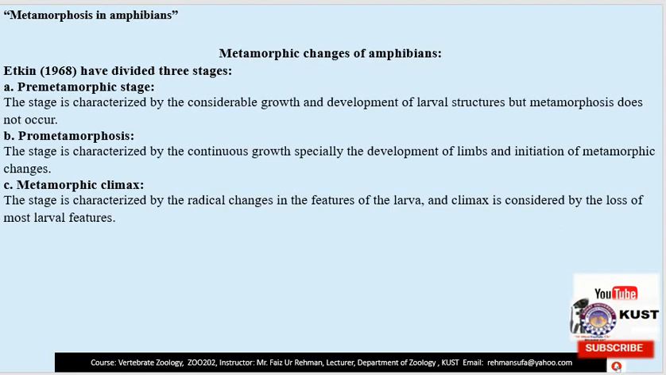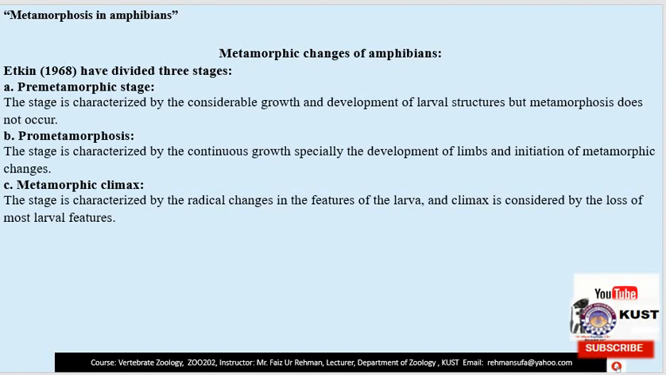Metamorphic changes of amphibians. Amphibian metamorphosis is divided into 3 stages: pre-metamorphic stage, pro-metamorphosis and metamorphic climax. So first of all we discuss the pre-metamorphic stage. This stage is characterized by considerable growth and development of larval structures, but metamorphosis does not occur. Usually this stage lasts for about 7 weeks in a common typical frog. It is the growth period without much change in the body. However, in this phase, emergence of hind limbs starts.